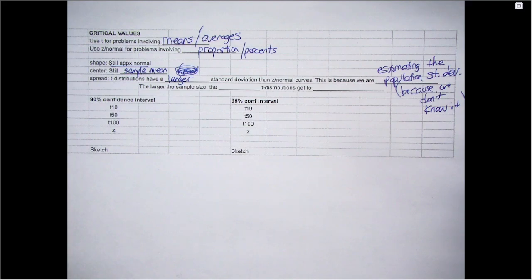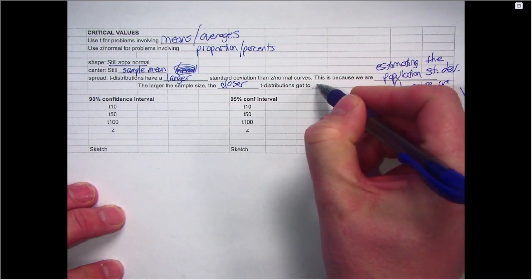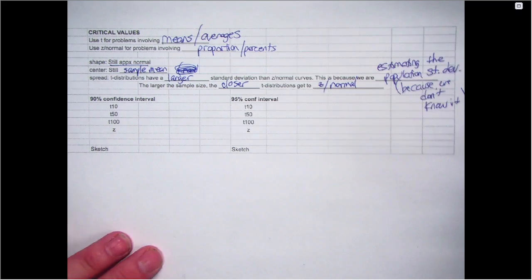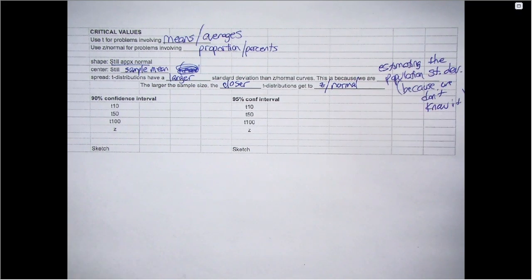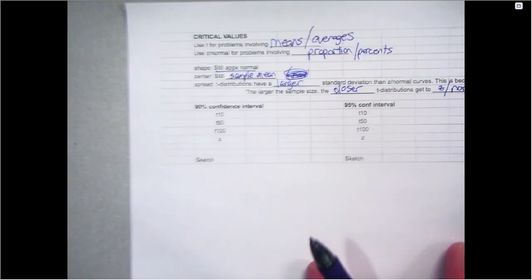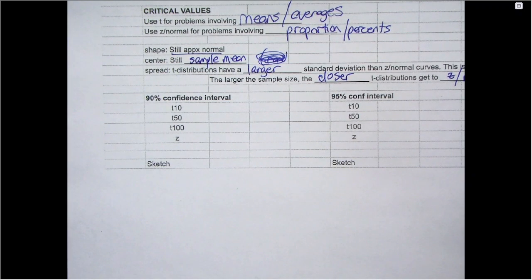The larger the sample size, the closer T distributions get to a z distribution or a normal distribution. So as you get a larger sample size, you have to estimate less, so your standard deviation becomes closer to normal. This might make more sense when I start drawing these. So let's do these first. Let's find the confidence intervals. So grab your calculator. And you're able to kind of see how it approaches things, I guess.